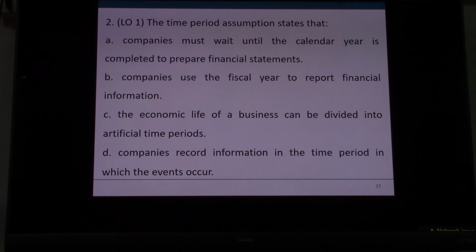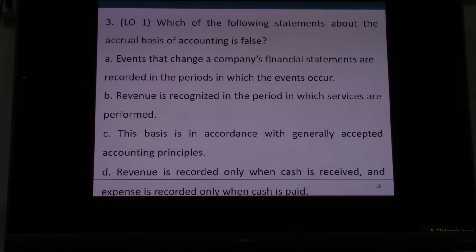Time period assumption states that companies must wait until the calendar year is completed to prepare the financial statement. This is an incorrect choice. D, companies use the fiscal year to report financial information. You can use the fiscal year or the calendar year. The economic life of a business can be divided into artificial time periods. Of course, this is the correct choice. Companies record information in the time period in which the events occur. This is related to accrual basis accounting. So letter C is the correct choice.